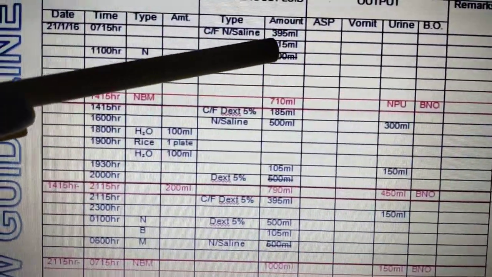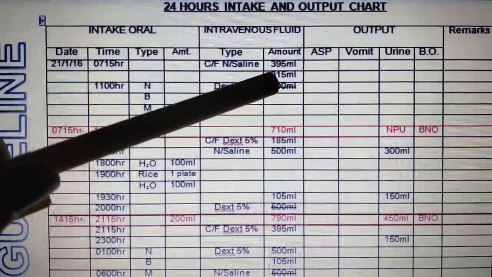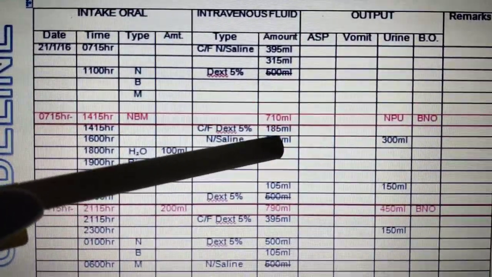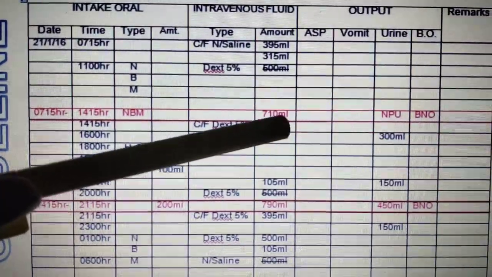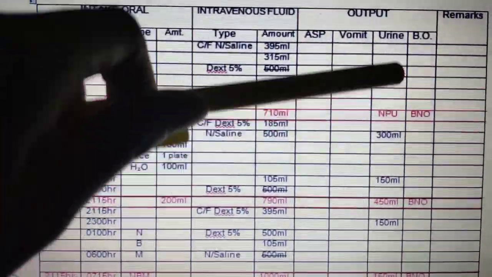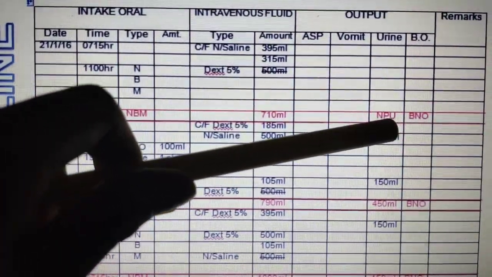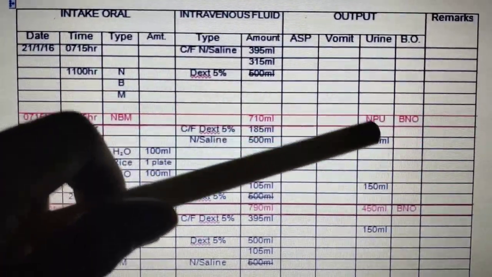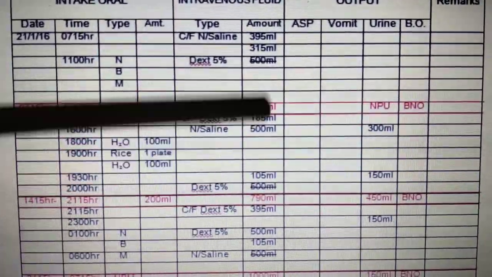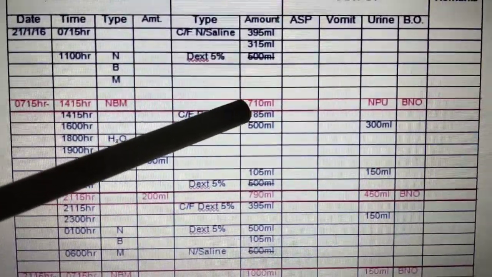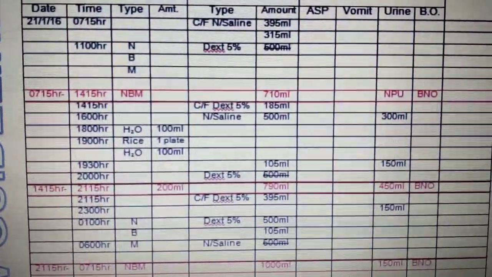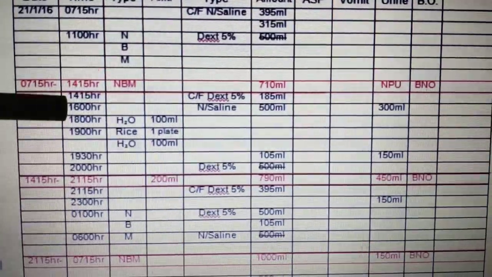We have to calculate how much ml she has to take in. Total she has to maintain. What is the total value here? 710 ml. 710 ml. Clear? And the patient is not passing any urine, no stool passage also. No urine, no stool. So what is the total intake then? 710 ml, isn't it? Okay, fine. Next, what happened?